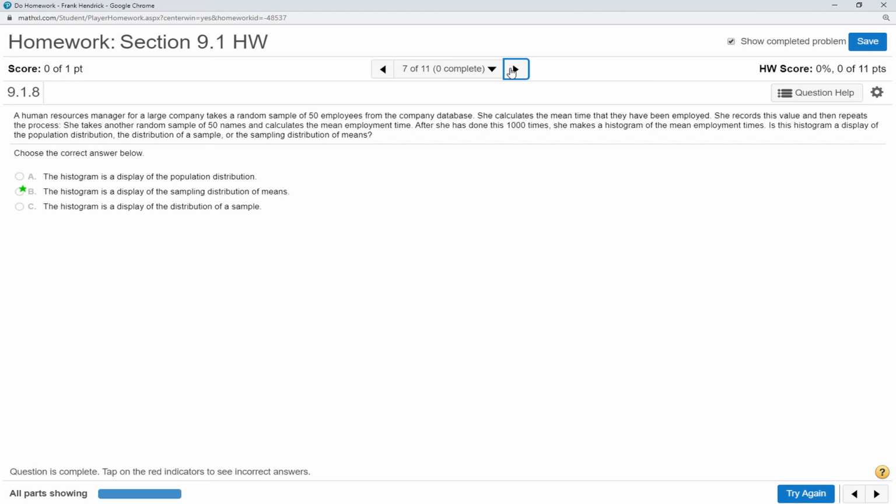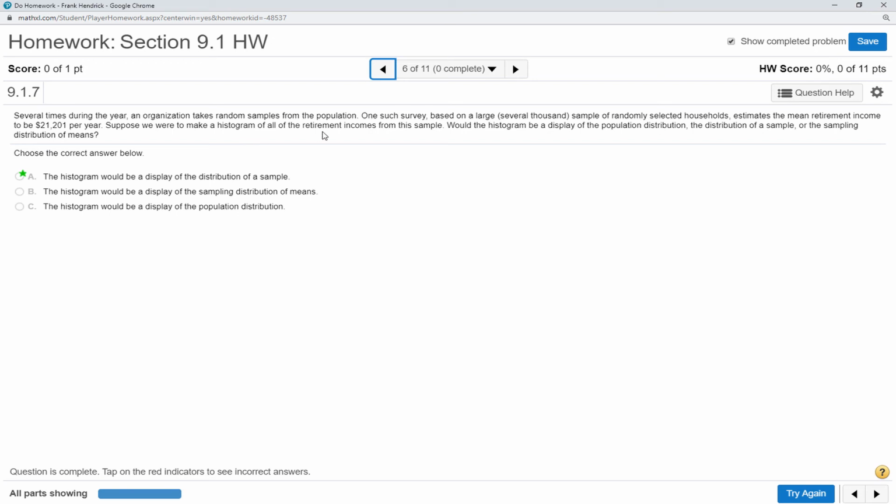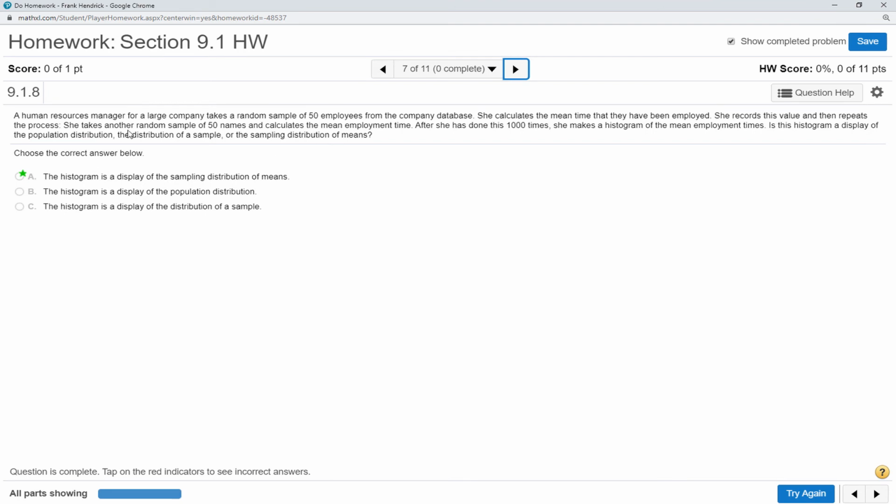A human resource manager for a large company takes a random sample of 50 employees. She calculates the mean time they were employed. She records the value, then repeats the process, taking another sample of 50. After she's done this 1,000 times, she makes a histogram. Does the histogram display the population distribution or the sampling distribution of the means? It shows the sampling distribution of the means, which is different from before. The previous one was a histogram of the incomes in the sample, which represents the distribution of that sample. But this one makes a histogram of the mean employment times, plural, so it represents the sampling distribution of the means.